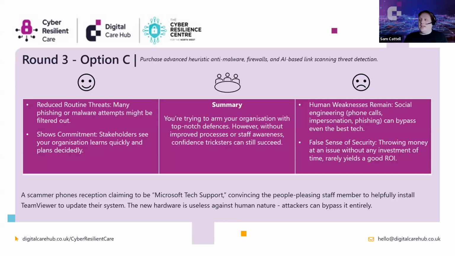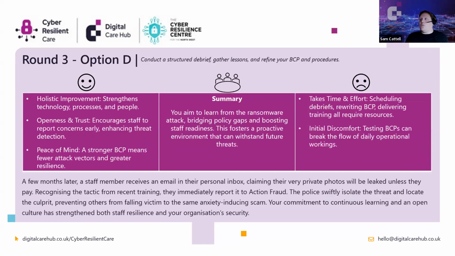So it's just something to be aware of, mainly for phishing, but quite often they'll get the ransomware onto your system via phishing, or they'll come in with a USB key and say, oh, I'm just doing some updates, all sorts of stuff like that. So it's just to be wary. Be prepared, but not too paranoid. And what I believe is the strongest one is the heuristic approach, a bit of everything. Conduct a structured debrief, gather lessons, and refine your business continuity plan and procedures. So you aim to learn from the ransomware attack, bridging policy gaps and boosting staff readiness. This fosters a proactive environment that can withstand future threats, hopefully, or stand back up quickly if it does happen.